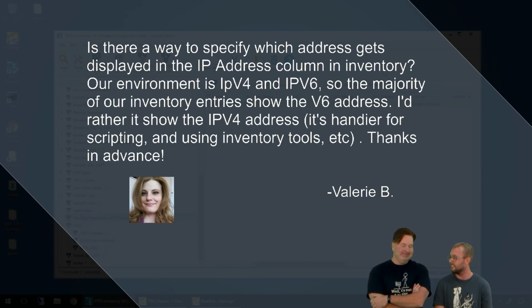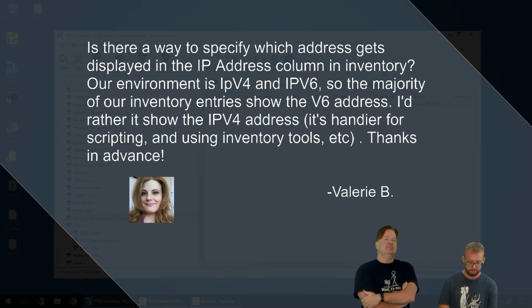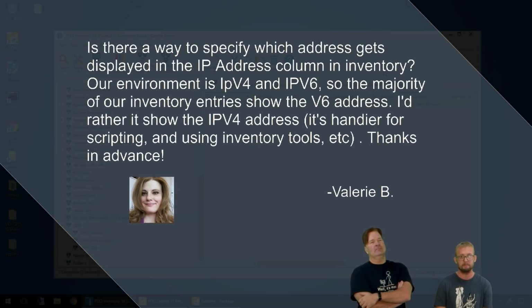True. Dear Lex and Josh, here's a question we've seen once before, I think. Is there a way to specify which address gets displayed in the IP address column in inventory? Our environment is IPv4 and IPv6, so the majority of our inventory entries show the v6 address. I'd rather it show the IPv4 address. It's handier for scripting and using inventory tools. Thanks in advance, Valerie B.